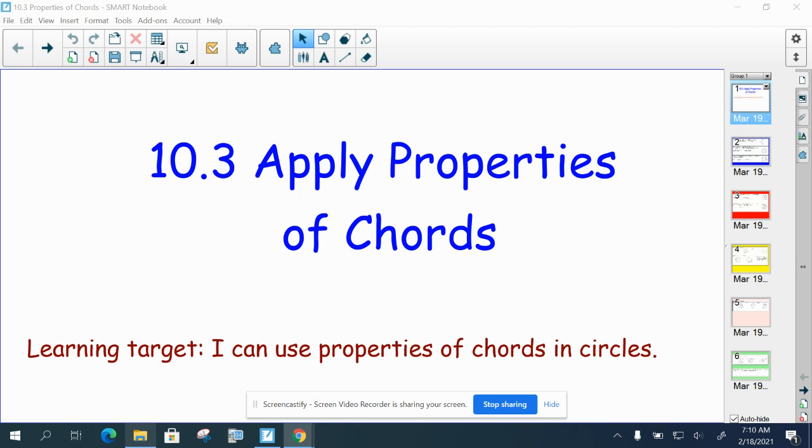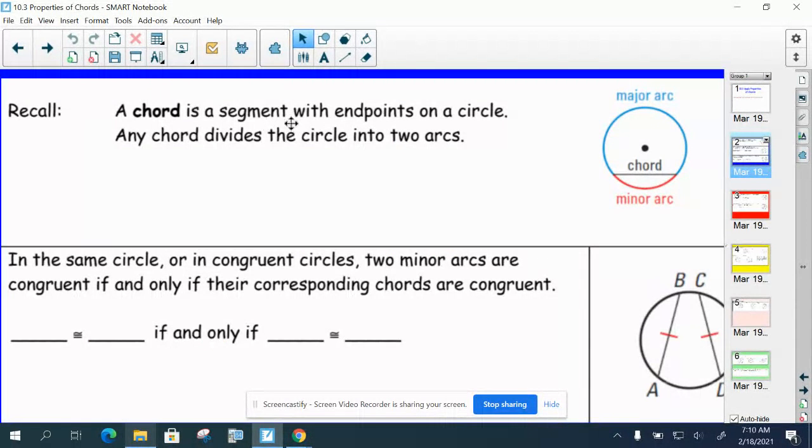Hello everyone, this is lesson 10.3, Apply Properties of Chords. Today we're going to use properties of chords in circles. There are 4 different theorems that we'll talk about and learn how to apply those.